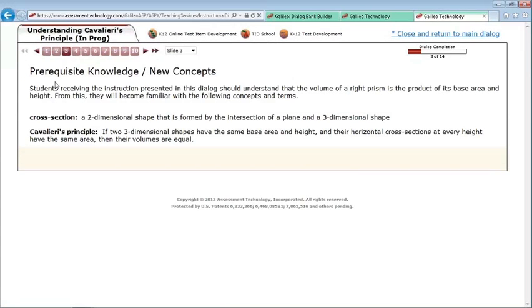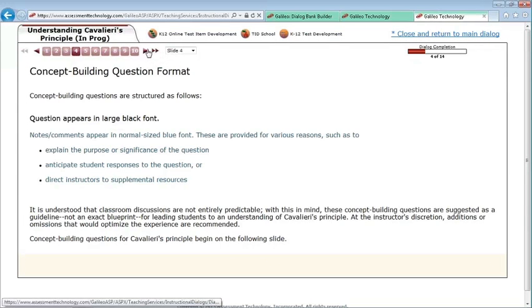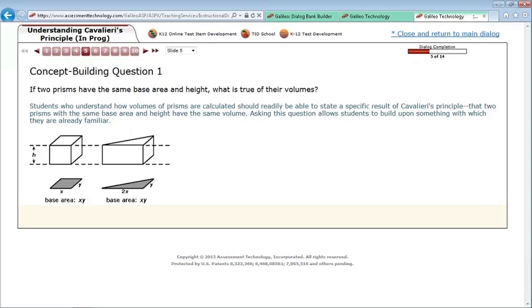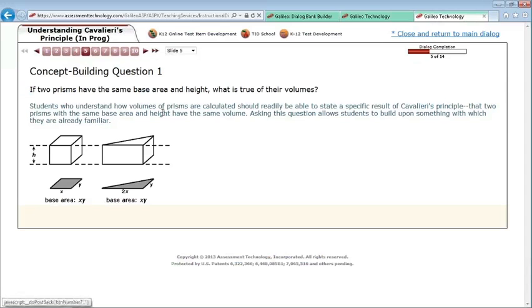The prerequisite knowledge and new concepts, establishing where we're coming from in order to develop the understanding. A description and explanation of the format that this dialogue is going to take, again, for the teachers to recognize what principles are being employed in instructional methods. And then we move into the instruction and the relationship to what the students are going to see, again, with notes for the teachers in this version of the dialogue, allowing them to fully work through it.